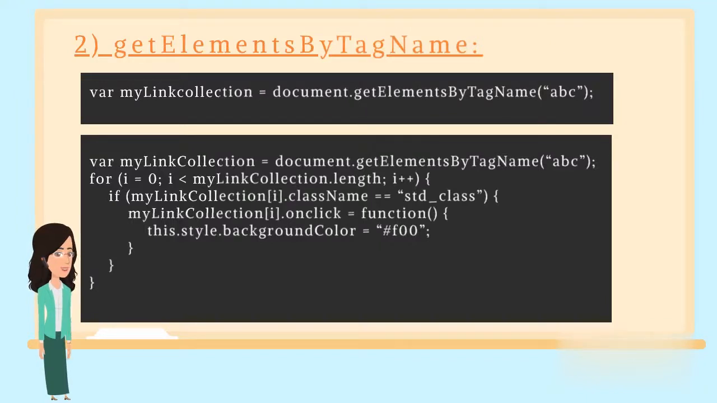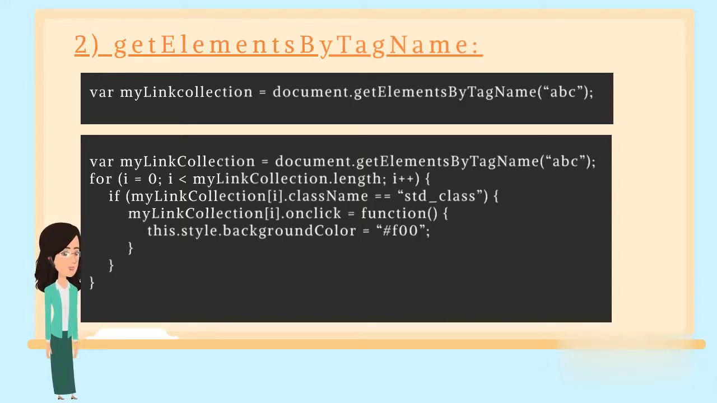Pictorially, it is like an array holding elements. Hope you all understand what an array is. So here also you can add a few additional features. There is one more example on the screen. This is a variable MyLink collection, which is document.getElementsByTagName ABC. In that example, the code isn't complicated if you know the basics and use the methods.